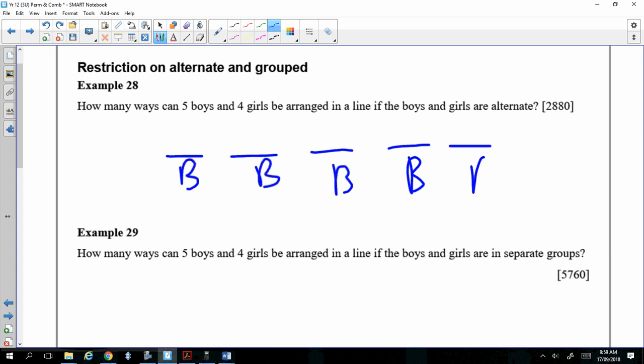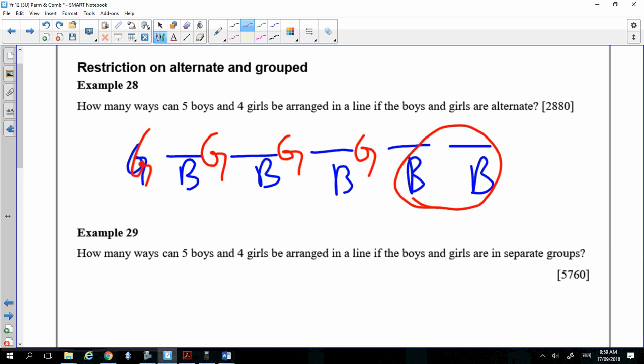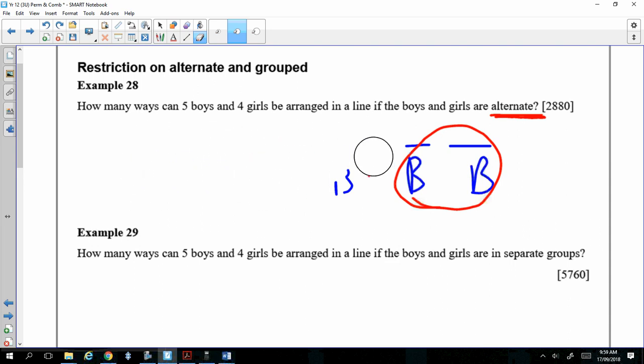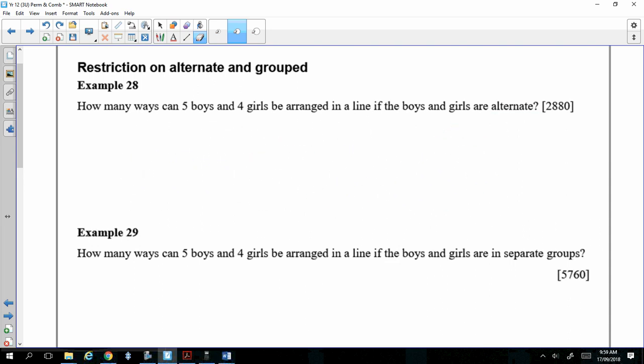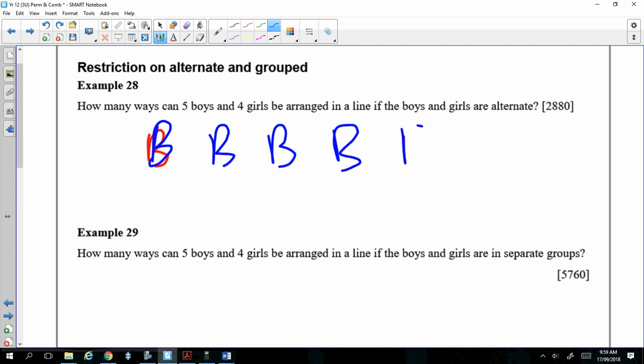That's right. The boys have to go first, and the girls can only go here. So be very careful with the difference between these two. In this case, it's just 5 factorial times 4 factorial. And you should get that. So be very careful. How about the next one?